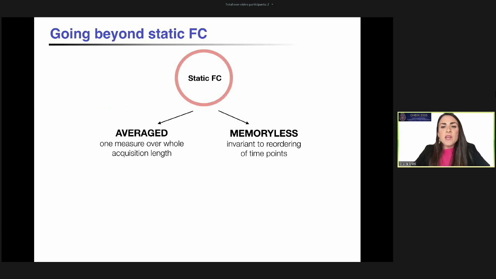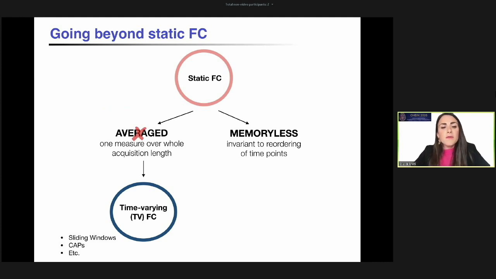Detaching from these two main properties, being averaged and being memoryless, is what we want to do when trying to go beyond static functional connectivity. So when we want actually to explore the temporal variations and the dynamic features of connectivity, as it has been shown to be important in the last decade. In particular, if we relax the first property, being averaged, we want to find a method that actually shows the temporal variations, so the variations in time of functional connectivity, and we will define that as time-varying functional connectivity.